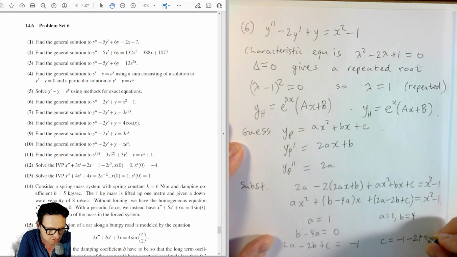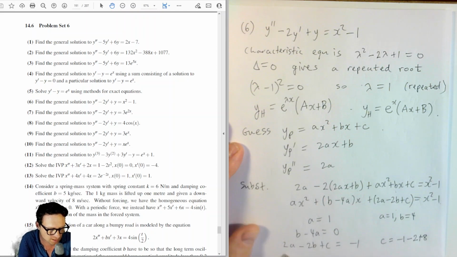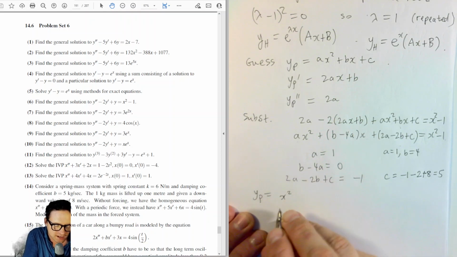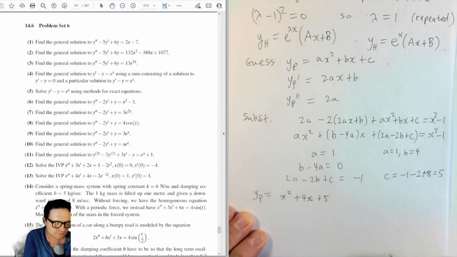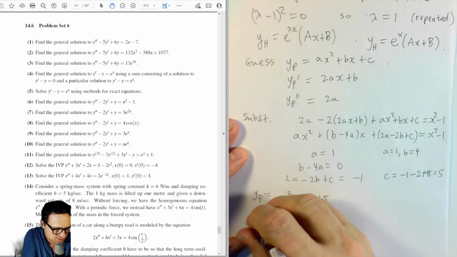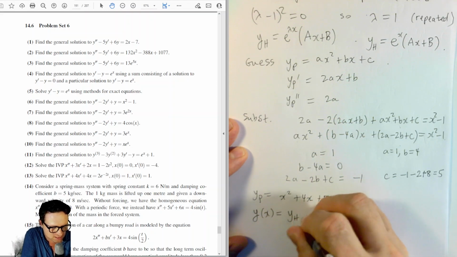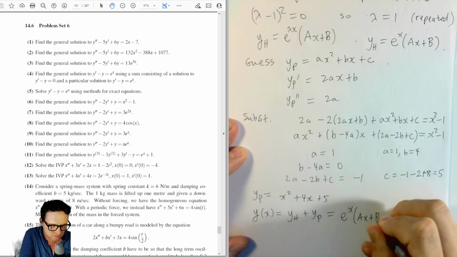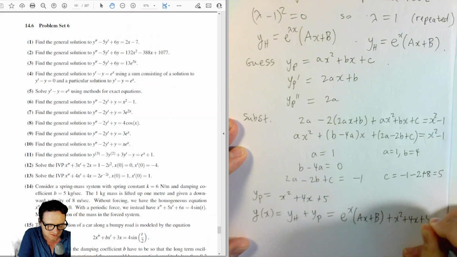plus 2 times b, which is 8. Okay, so we've just taken the 2a and the minus 2b over to the right-hand side. We still have minus 1. Minus 2 times 1 is minus 2, and then plus 2 times 4 is plus 8. Okay, so we have 8 minus 3 is 5 for c. Okay, so given that, that gives us yp equal to x squared plus 4x plus 5. Okay, which gives us our general solution. y of x is y homogeneous plus y particular, which is e to the x outside of ax plus b, and then plus x squared plus 4x plus 5.